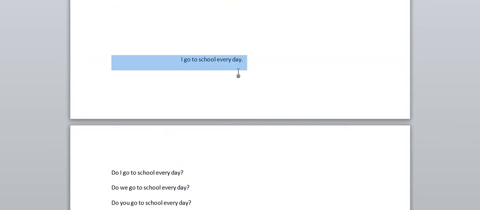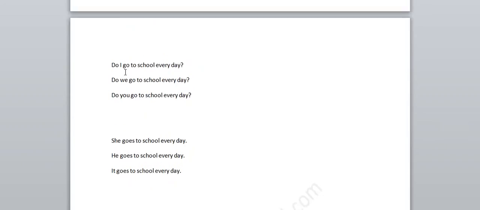In front of this sentence, I go to school every day, we add do: Do I go to school every day? Do we go to school every day? I'm just changing the persons here: I, we, you. Do I go to school every day? Do we go to school every day? Do you go to school every day? Take another example: He drinks tea every morning. Or, I get up every day at 5 o'clock. Do I get up every day at 5 o'clock? We are not doing anything, just adding do in front of that.